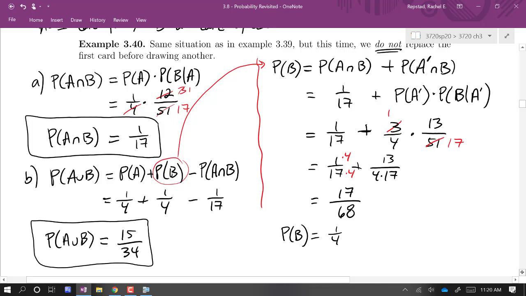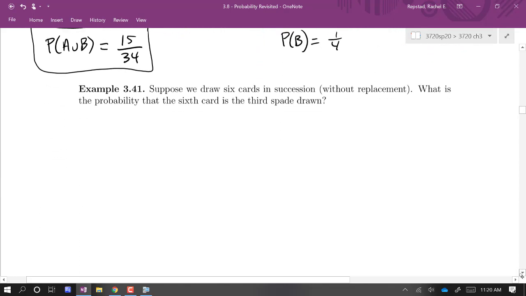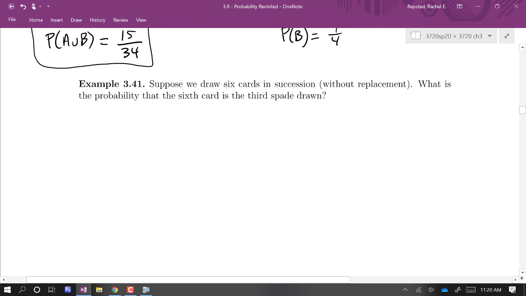All right, let's continue with the cards. So this time we're going to draw 6 cards in succession without replacement, so we're not putting them back. Each card I draw reduces the number of cards in the deck by 1 and reduces the pool of cards available for the next card that we draw. And we want the probability that the 6th card, that last card that we draw, is the 3rd spade exactly. So we're interested in the situation where I get exactly 3 spades, but I get that 3rd spade on the last card.